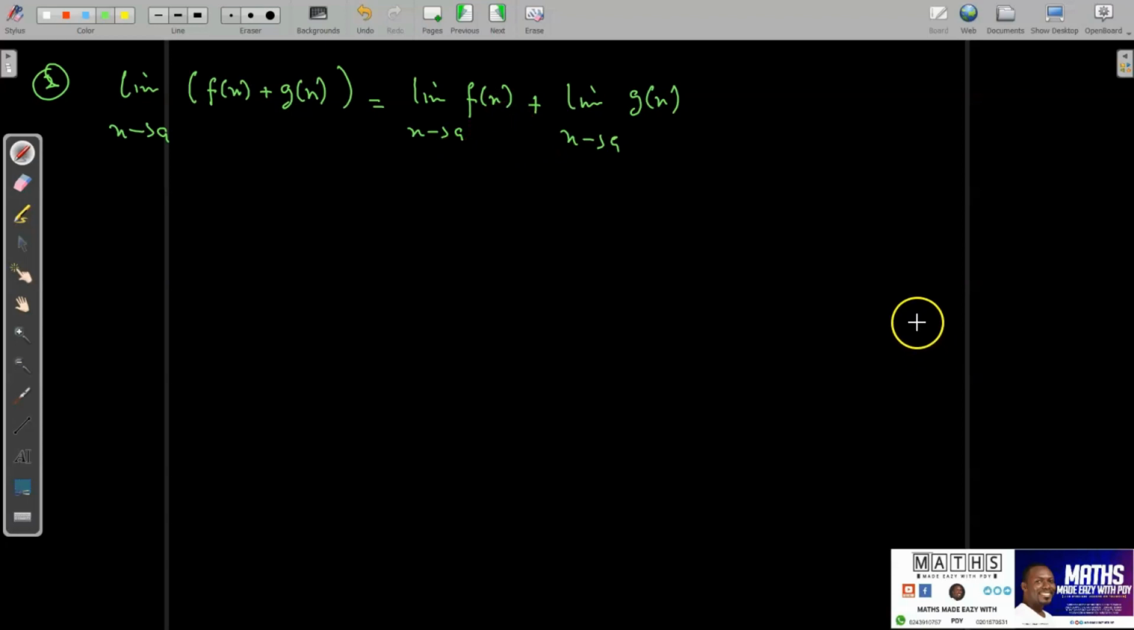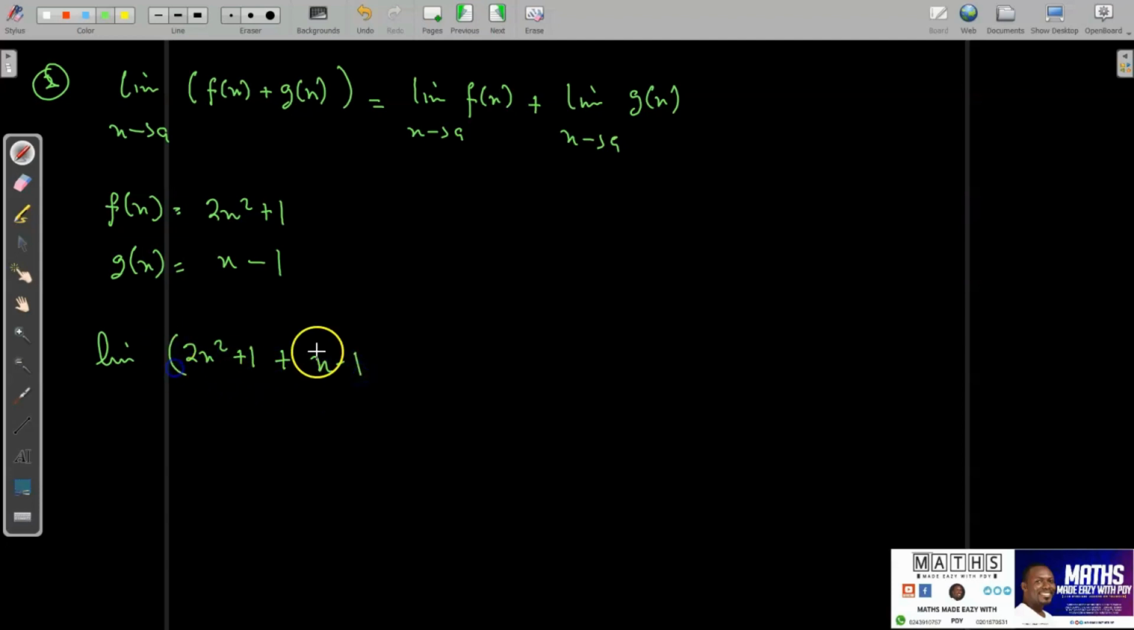Can we take an example for that matter? Yes, sir. So if I have, let's say, f of x as 2x squared plus 1, and g of x, let's say, x minus 1. So it means my function is going to be the limit of 2x squared plus 1 plus x minus 1 as x approaches... Please give me just a number to approach. Yes, just 1. Okay, you want to use 1.